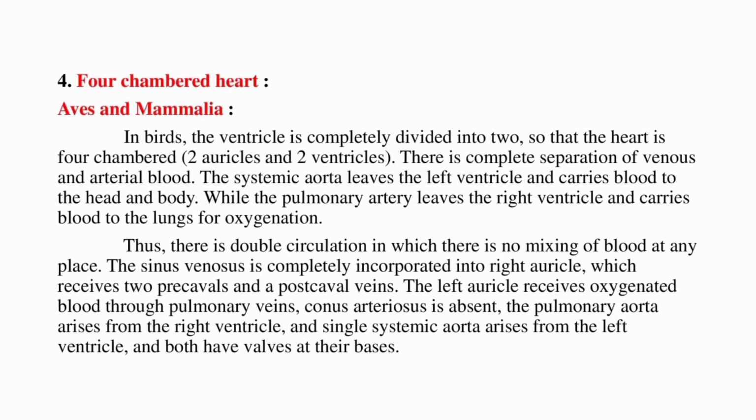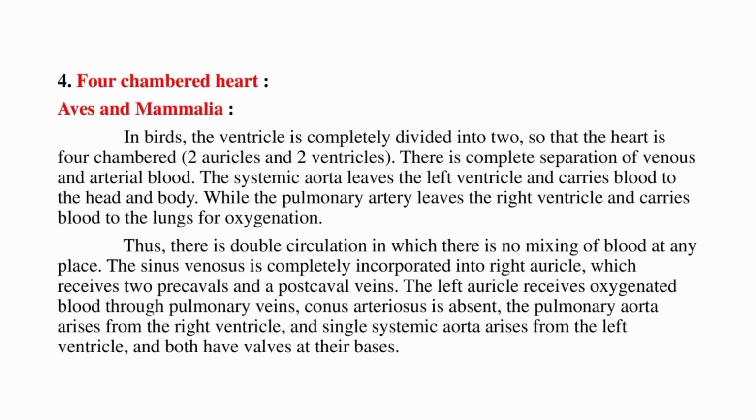Four-chambered heart, aves and mammalia. In birds, the ventricle is completely divided into two so that the heart is four-chambered. There is complete separation of venous and arterial blood. The systemic aorta leaves the left ventricle and carries blood to the head and body, while the pulmonary artery leaves the right ventricle and carries blood to the lungs for oxygenation. Thus, there is double circulation in which there is no mixing of blood at any place.